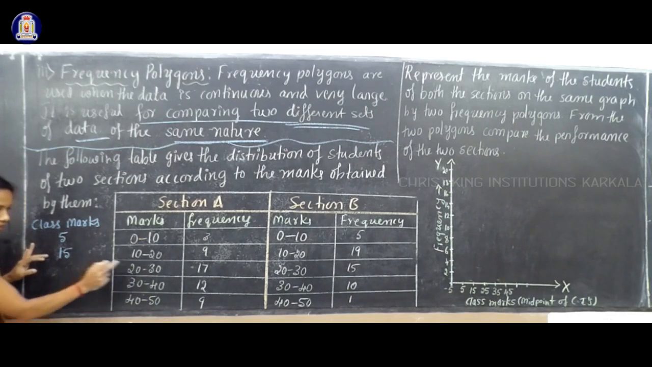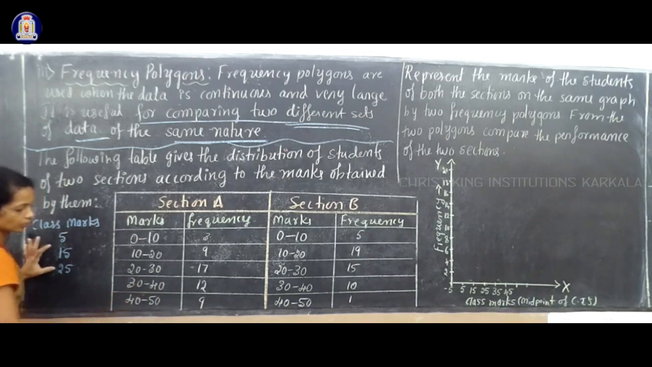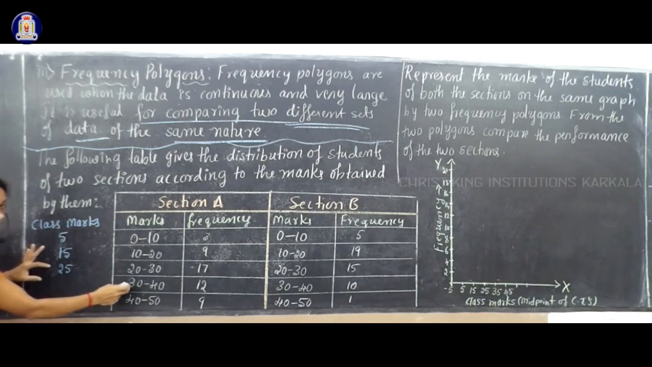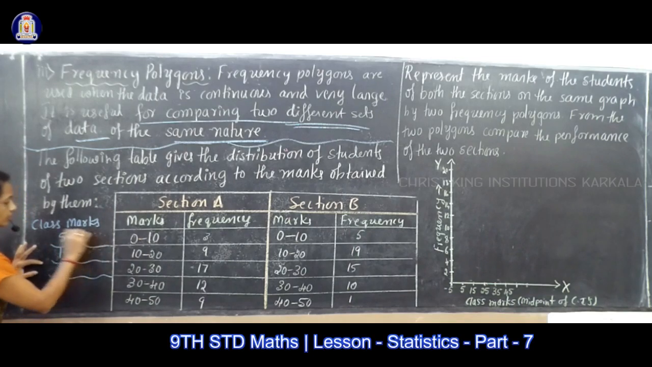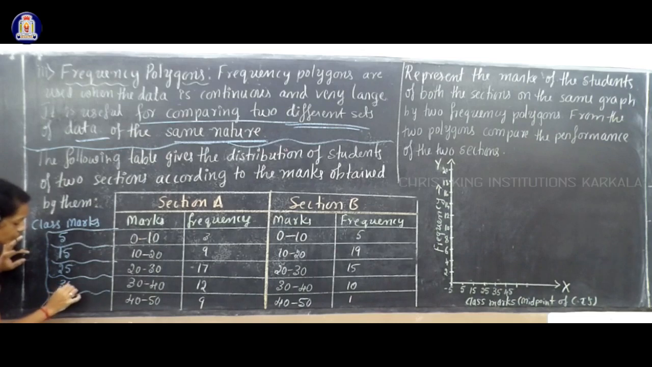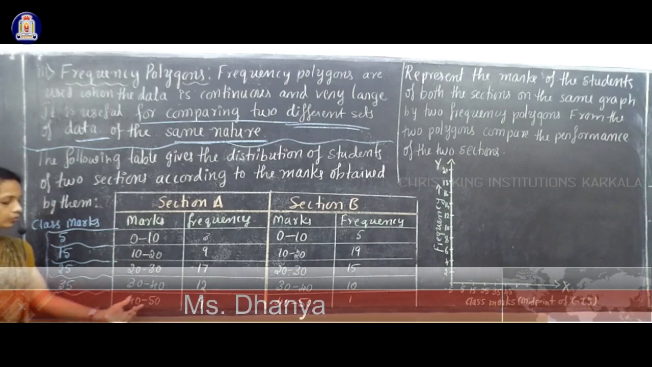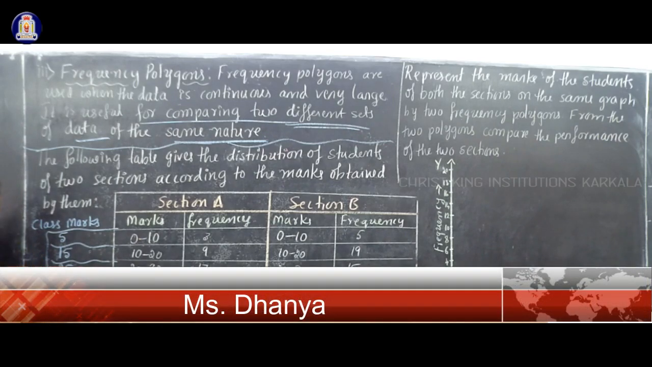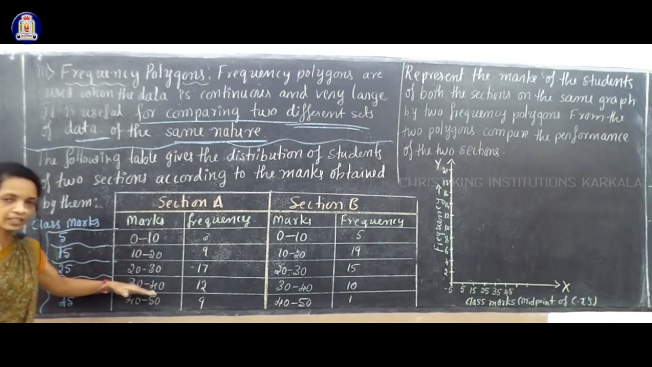20 plus 30 is 50. Half of 50, 50 by 2, is 25. And 30 plus 40 is 70. 70 divided by 2 gives you 35. Next, 40 plus 50 is 90. 90 divided by 2 gives you 45. So these are the class marks of the class intervals in this table.